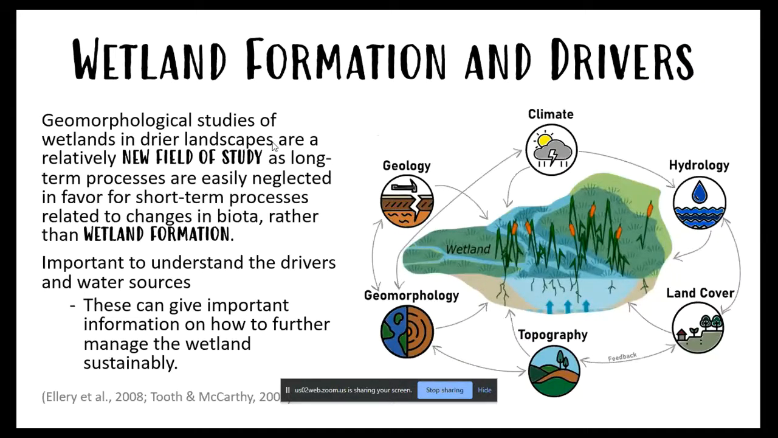How do wetlands form? Geomorphological studies of wetlands in drier landscapes are a relatively new field of study, as long-term processes are easily neglected in favor of short-term processes related to changes in biota rather than wetland formation. But it is important to understand the drivers and water sources of these wetlands. These can give important information on how to further manage the wetland and to stabilize it. There are many drivers, for example, the climate, the hydrology, land cover, topography, geomorphology, and the geology. And we as humans influence each of these drivers.